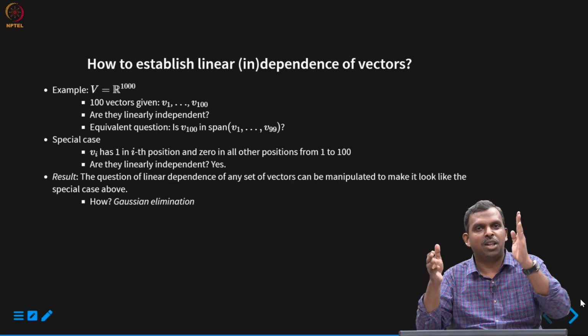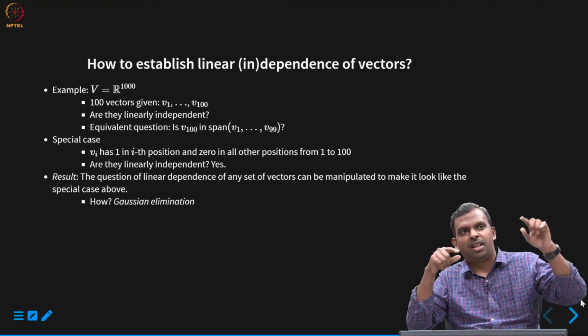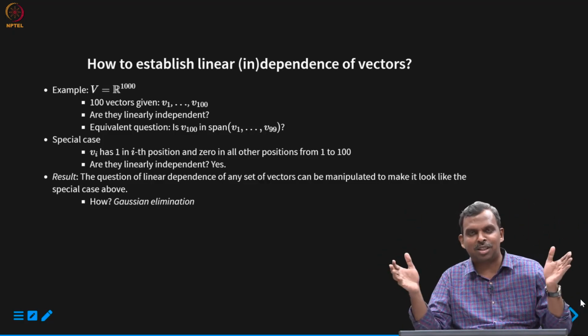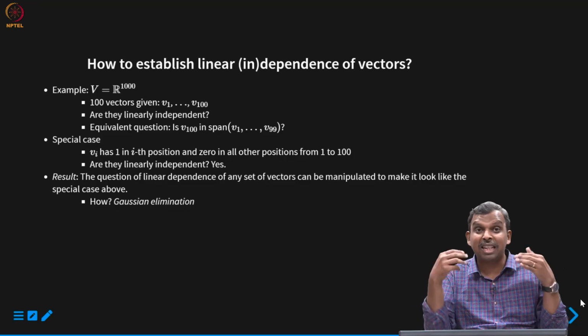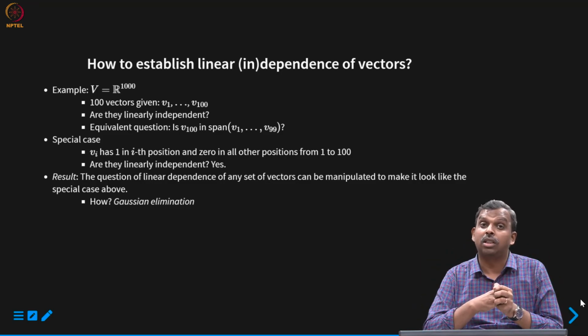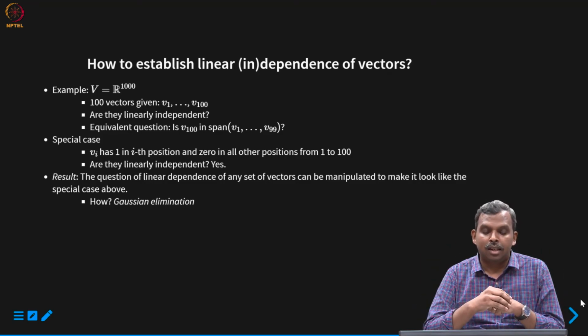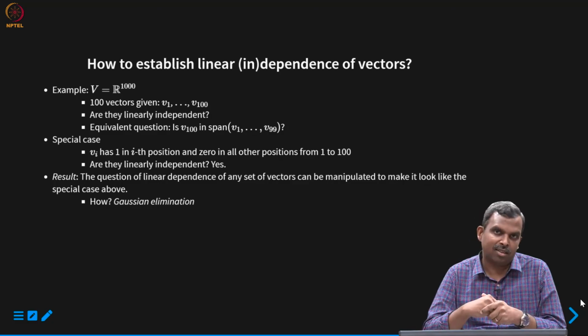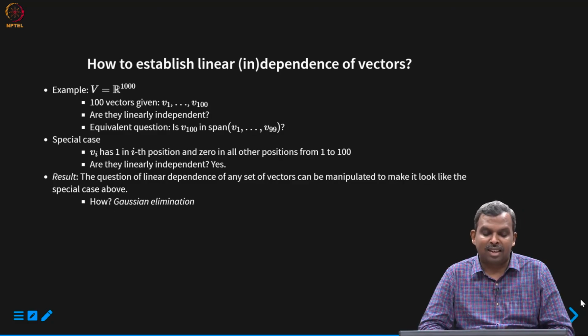Why? If you make a linear combination and you have to get 0, each one of those coefficients has to be 0, otherwise you will not get this. It's easy to see in that case. Okay? So special cases like that for Vi are easy to solve. But what about the general case? It turns out you can use this notion of Gaussian elimination to reduce any general case to look like the special case. Okay? So that was the nice idea. You can manipulate the vectors to make it look like this special case.